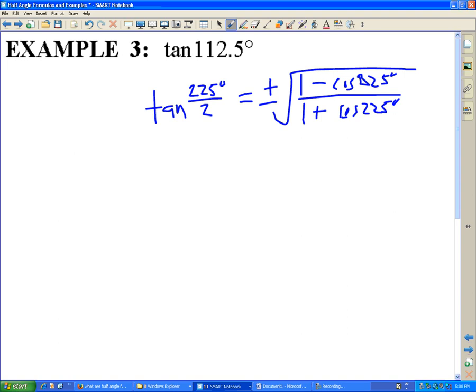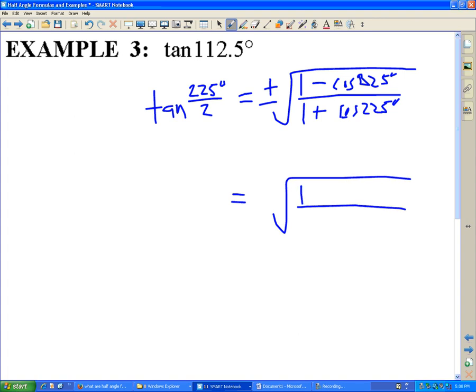Sorry about the pen sticking there a little bit. It's a little slow. It doesn't look like cosine 225 on the top. It actually looks like a cosine delta or something. I don't know what it is, but I think you get the point. All right, let's make a couple of decisions, shall we?